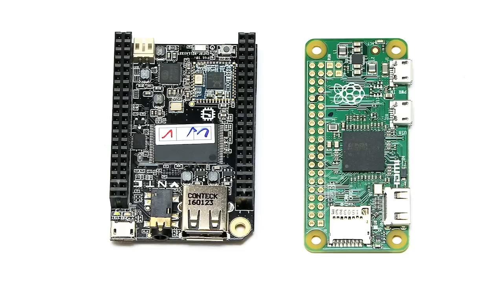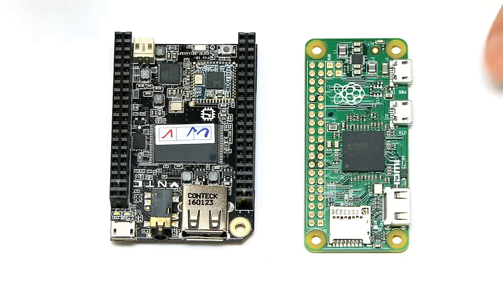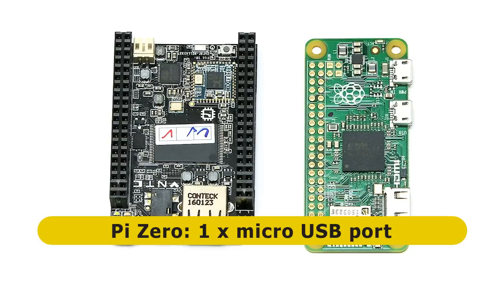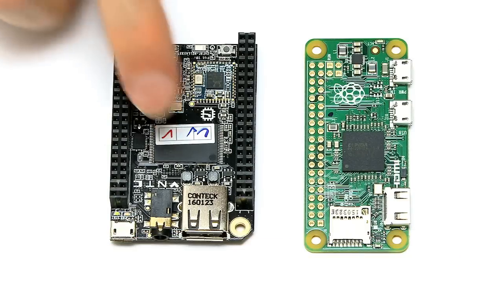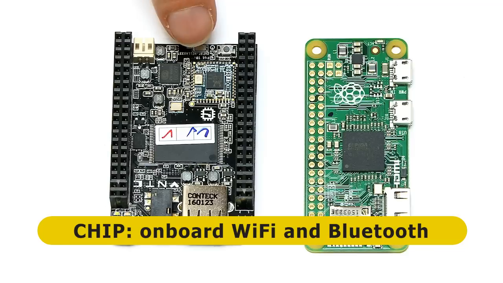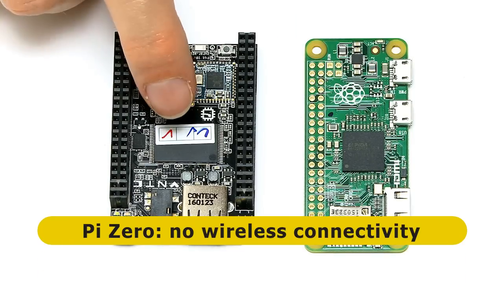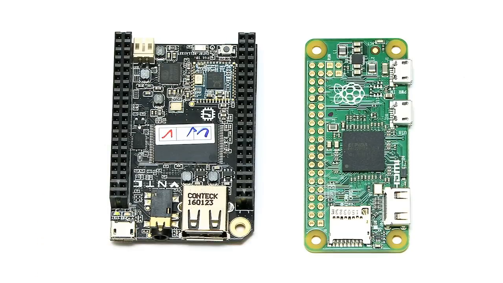In terms of USB connectivity, they've both got one USB port: a full-size USB port on the CHIP, and a micro USB on the Pi. So there, probably the CHIP has a little bit of an advantage because you haven't got to use an adapter. In terms of networking, on the CHIP we've got onboard Wi-Fi and onboard Bluetooth, this module here. The Pi hasn't got onboard Wi-Fi or Bluetooth, so that's a big advantage to the CHIP.